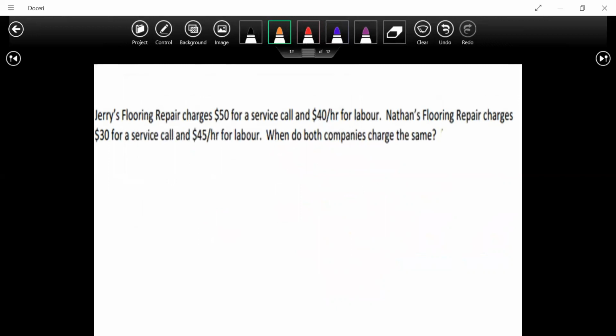So we're comparing 2 different types. We're comparing Jerry's flooring and Nathan's flooring.